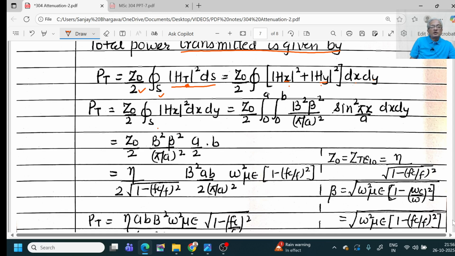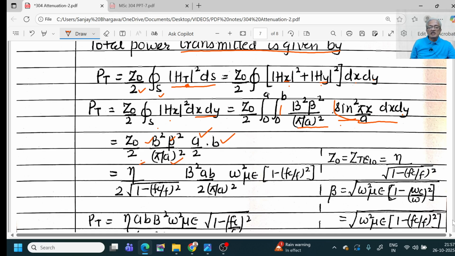So Z0 by 2, hy is 0, so integration of hx squared dx dy, Z0 by 2, from 0 to a, from 0 to b, b squared beta squared upon (pi by a) whole squared, sin squared pi x dx dy. So integration from 0 to a, this sin squared would give me a by 2, and integration of dy from 0 to b would give me b. So I have b here and a by 2 here, and the remaining are the constants Z0 by 2, beta squared b squared upon (pi by a) whole squared.